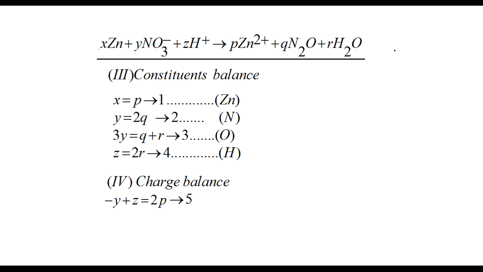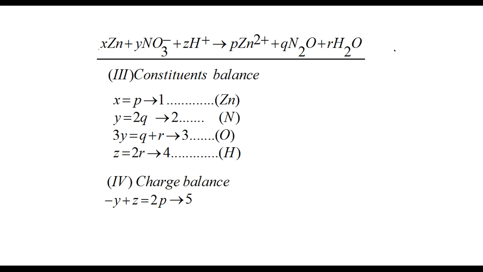Similarly for oxygen, over the LHS the oxygen is there in nitrate ion, which contains 3 atoms of oxygen, and the coefficient of nitrate ion is Y, so thrice Y is the number of oxygen atoms over the LHS. Over the RHS the oxygen occurs in N2O as well as in H2O. The coefficient of N2O is Q and the coefficient of H2O is R. So Q plus R is the number of oxygen atoms over the right hand side. So 3Y must be equal to Q plus R.